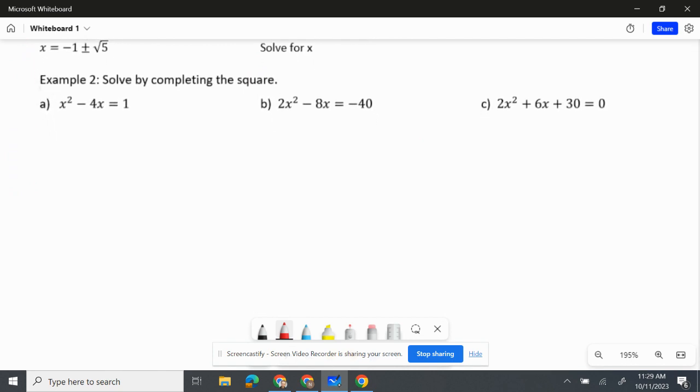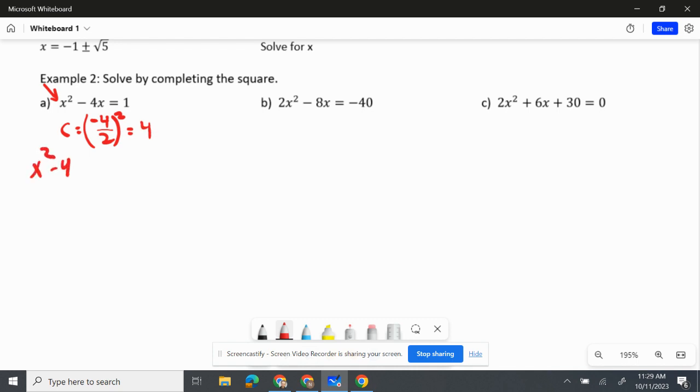So if we look at our first example, this is a little bit easier because the a value is 1, so we can skip the first step. And what we're going to do is find our new c value. So we're going to take the negative 4 divided by 2, and we're going to square it. Negative 4 divided by 2 is negative 2. Squared gives us a 4. So we have x squared minus 4x plus 4 equals 1 plus 4.